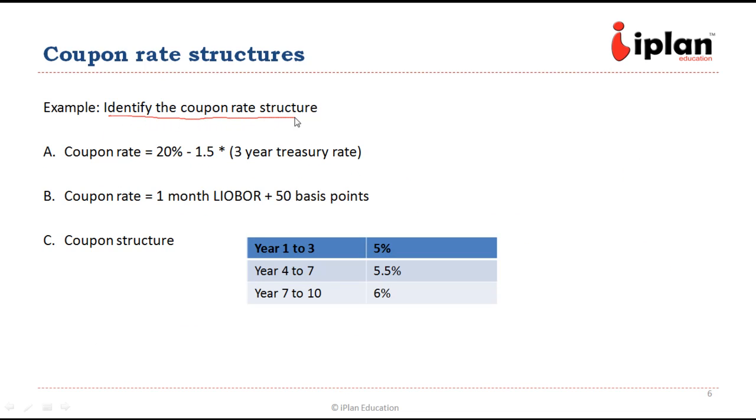So this is asking the coupon rate structure. So let us look at the first case. Here the coupon rate is defined as 20% minus 1.5 times 3-year treasury rate. So this is our reference rate.